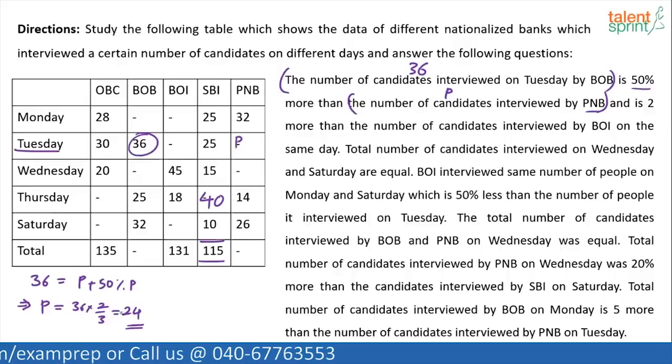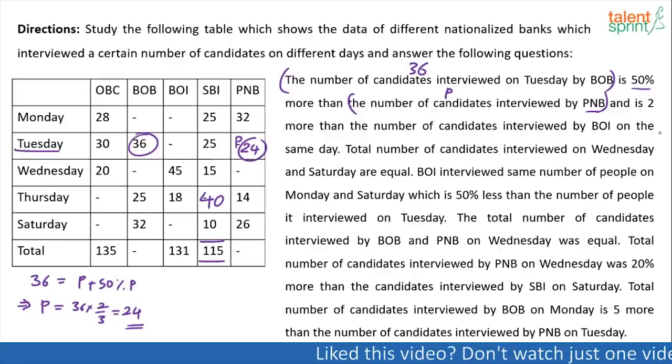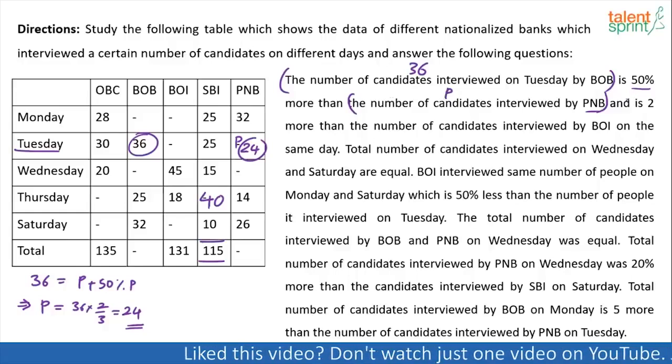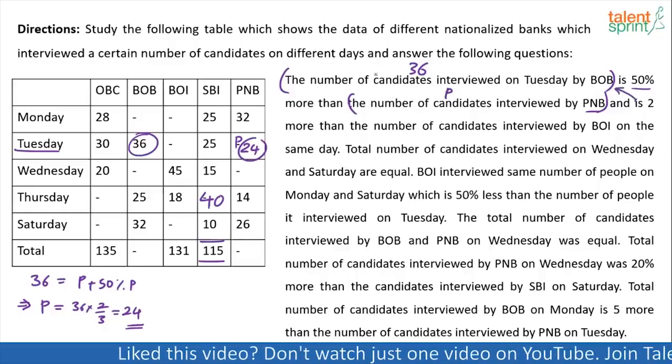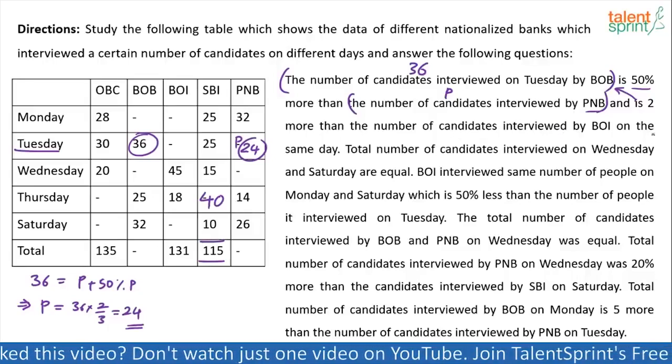Yes or no? 24 plus 50% of 24, which is 12. 24 plus 12 is 36. That's how we get it. So this is equal to 24, the number of candidates interviewed by PNB. And is 2 more than the number of candidates interviewed by BOI on the same day. And always refers to the first value. So basically it says 36 is 2 more than the number of candidates interviewed by BOI on the same day.